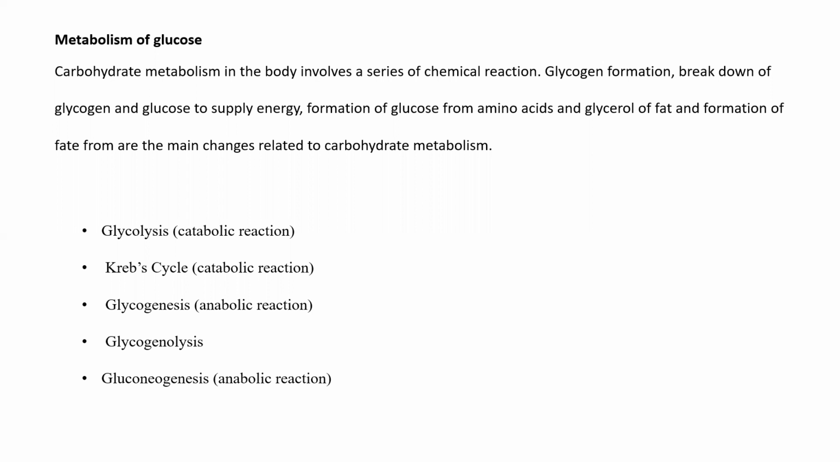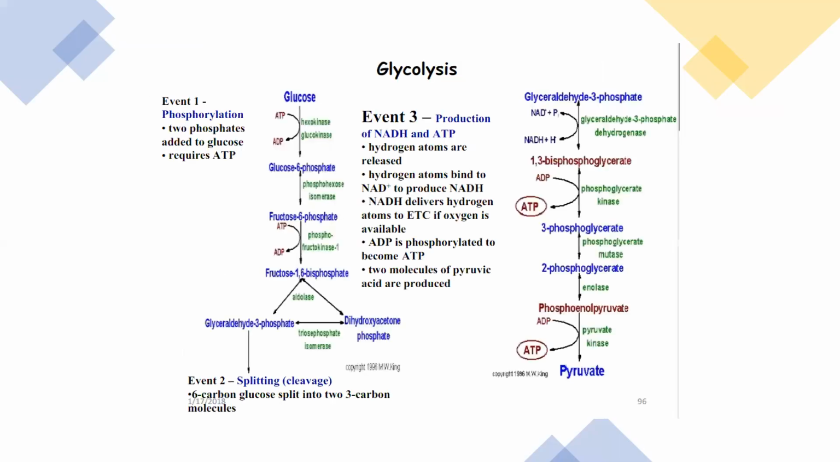Here we are given points like glycolysis, Krebs cycle, glycogenesis, and gluconeogenesis. These are the various metabolic pathways of glucose you are supposed to study. Glycolysis and the Krebs cycle are catabolic reactions, and glycogenesis and gluconeogenesis are considered anabolic reactions. Now we will see glycolysis in detail.